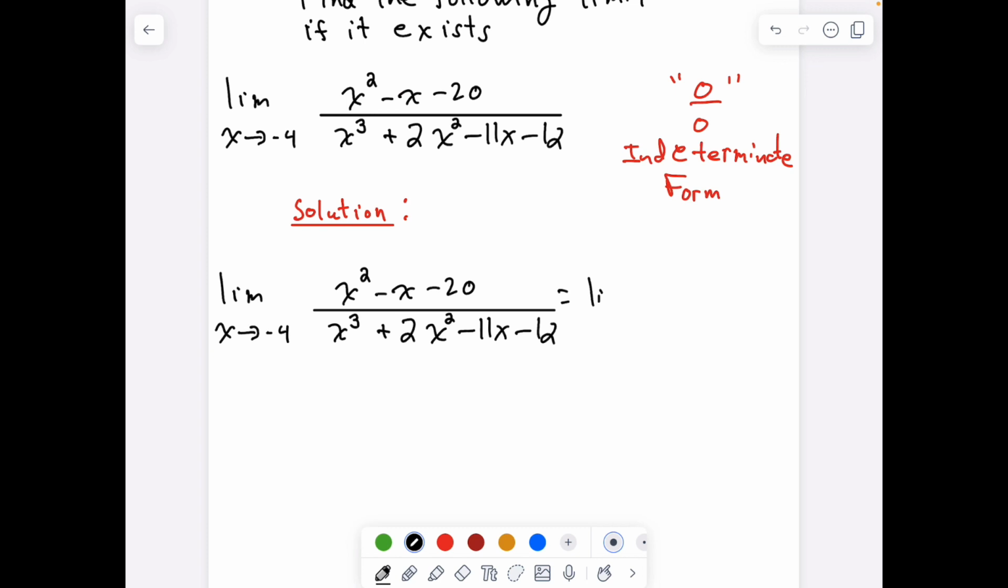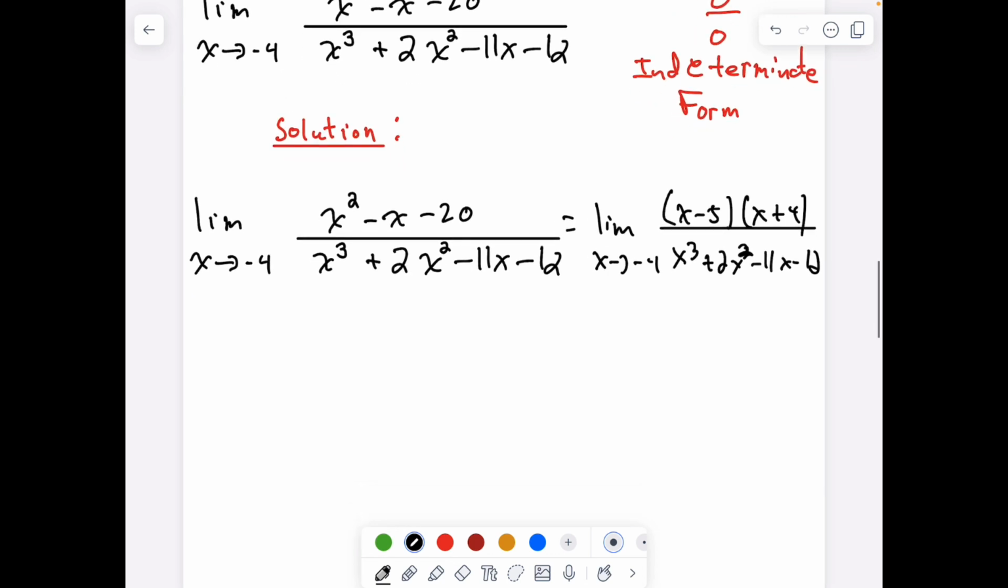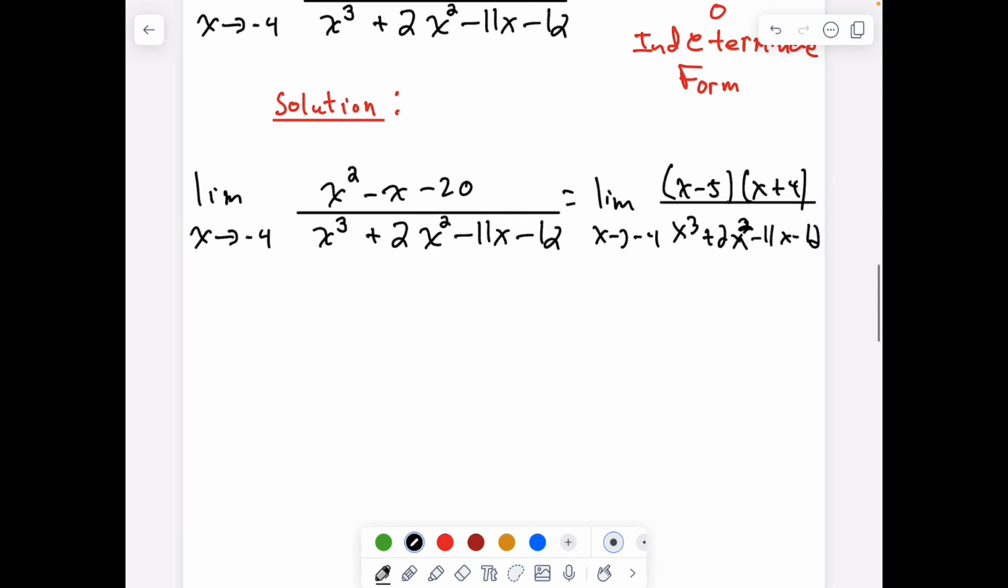I can see that the numerator is fairly all right to factor. I think it would be x minus 5 times x plus 4. Now the denominator, that's where I think the issue is at, because it's a cubic. Okay. So how do I deal with that cubic? Well, here's how I would deal with it.